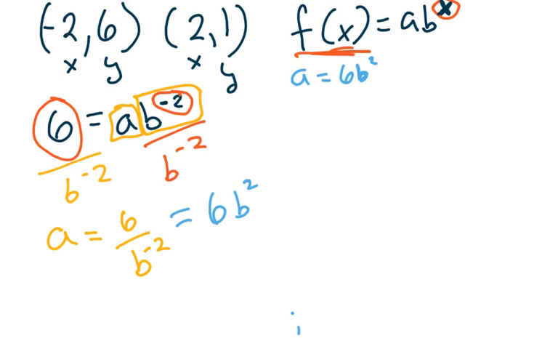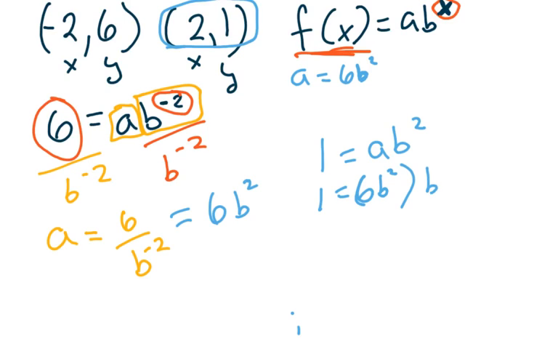Remember what we had before. We had this one ordered pair, the 6 equals a, b to the negative 2. Now let's look at that second equation, the one we had when y was equal to 1. So y was equal to 1. So let's say 1 is equal to a, b squared. Well, what do you think I'm thinking here? I already know what a is. So we got 1 is equal to 6b squared, and this whole thing is b squared.